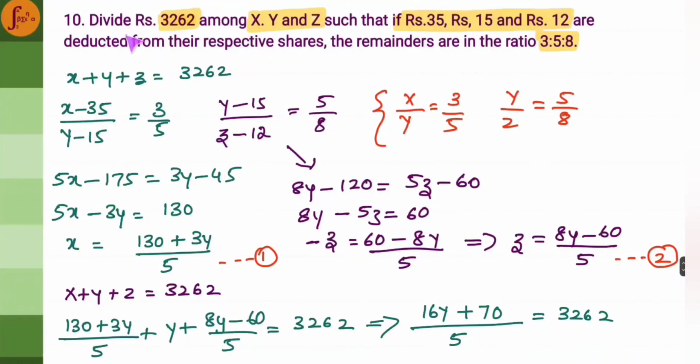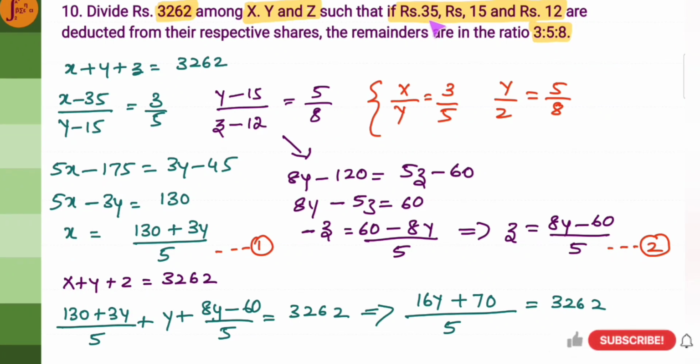Let's take another one where you have to divide this particular amount among X, Y and Z, such that if rupees 35, 15 and 12 are deducted from the respective shares, the remainders are in the ratio 3:5:8. Here we have to subtract 35, 15 and 12 from each of these parts X, Y and Z, and the final ratio after subtraction is going to be 3:5:8. So again, what we can do is X plus Y plus Z is 3262. So we'll have to reduce 35 rupees from X. So X minus 35, Y minus 15.